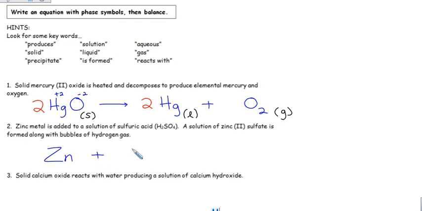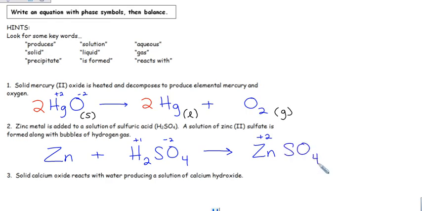And they tell me the formula, H2SO4. It's kind of like hydrogen sulfate, where the hydrogen is +1 and the sulfate is -2. A solution of zinc 2 sulfate is formed along with bubbles of hydrogen gas. So here come my products. The zinc +2, sulfate -2, and bubbles of hydrogen gas, which hydrogen gas is diatomic.